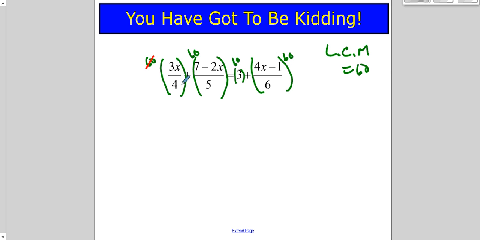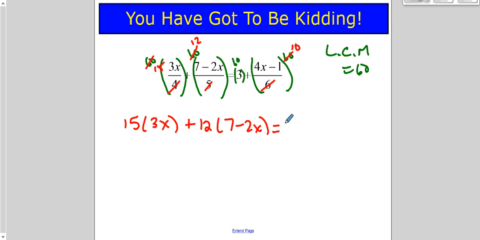Okay, so 60 divided by 4 is going to give me 15. And 60 divided by 5 is going to give me 12. And 60 times 3 is just going to be 60 times 3. There's no denominator there, so that's going to stay as a 60. And then 60 divided by 6 is going to give me 10. And what I end up with is 15 times 3x plus 12 times 7 minus 2x equals 60 times 3, which is 180, plus 10 times 4x minus 1.